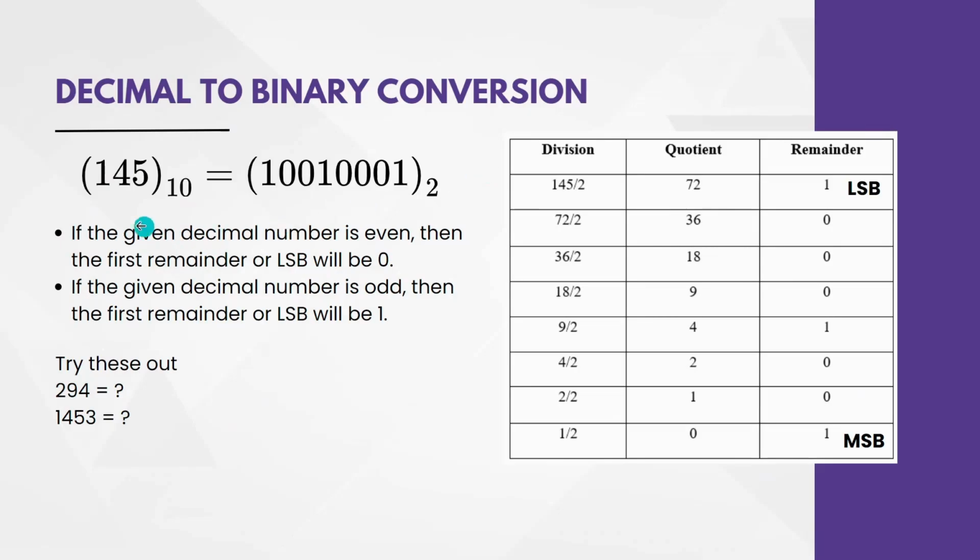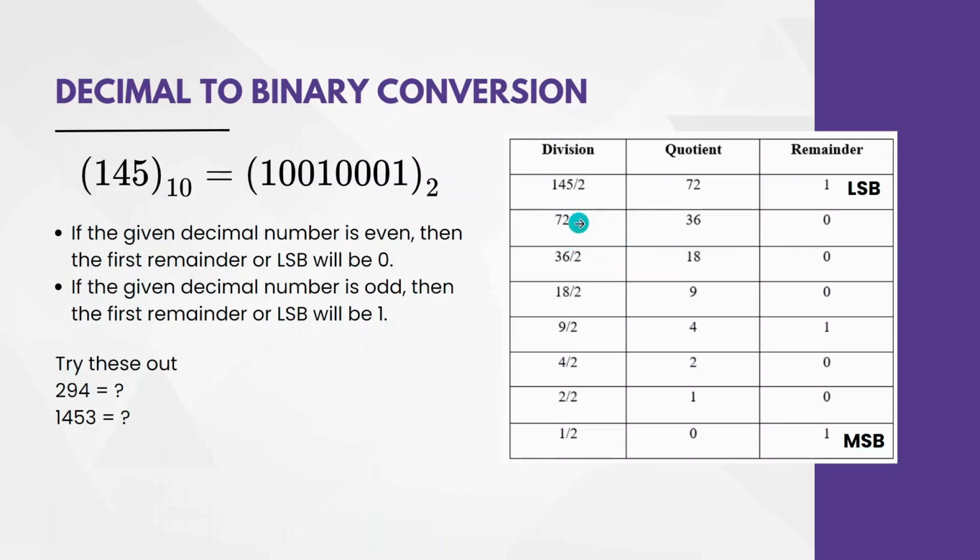So here I have 145 in decimal to be converted into binary. Since it is binary, binary has base 2. Decimal has base 10 because it has 10 digits, 0 to 9. Binary has 2 digits, 0 and 1, so it has base 2. Since I'm converting decimal to binary, I will divide the decimal number by 2, note down the quotient and the remainder. After dividing 145 by 2, I will obviously get a remainder of 1 because 145 is an odd number. If the number is even, then I will get a remainder of 0.